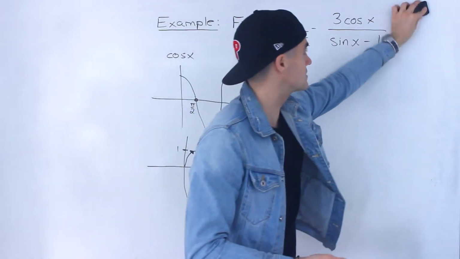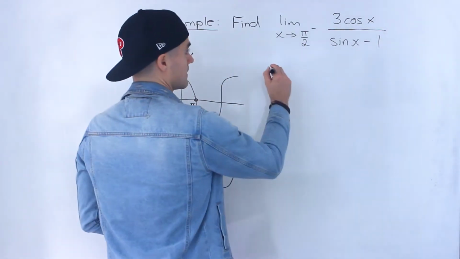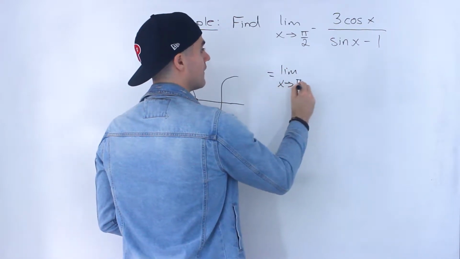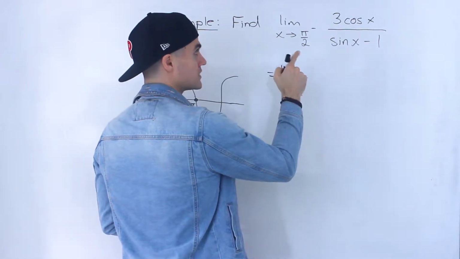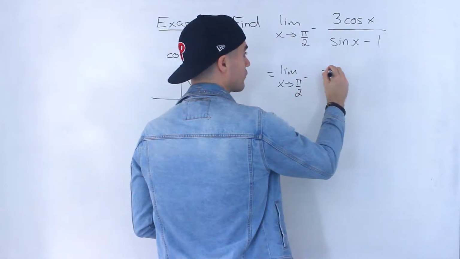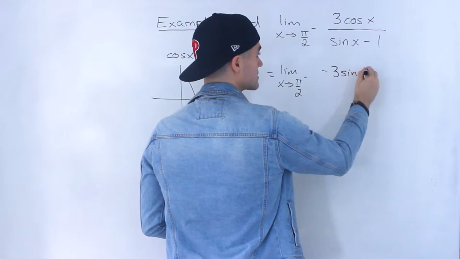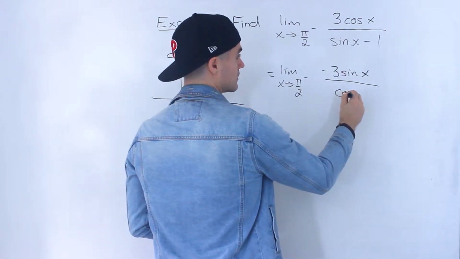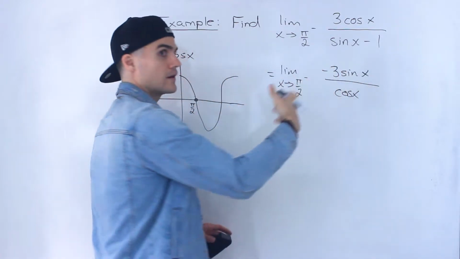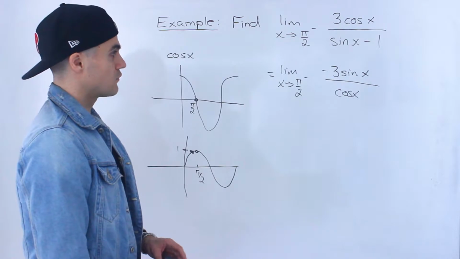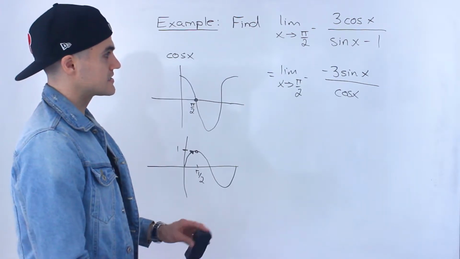So let's try that. We rewrite the limit, and then we take the derivative of the top. The derivative of cos x is negative sine x, so we'd have negative 3 sine x. Then the derivative of sine x is cos x, and the derivative of negative 1 is just 0. So from here, let's see what's going on.